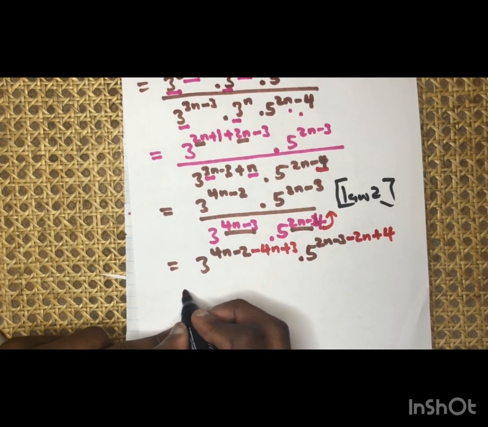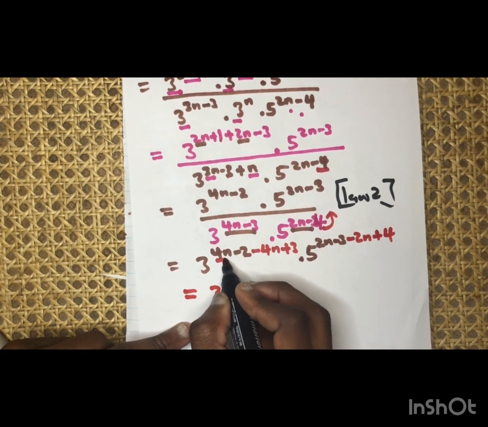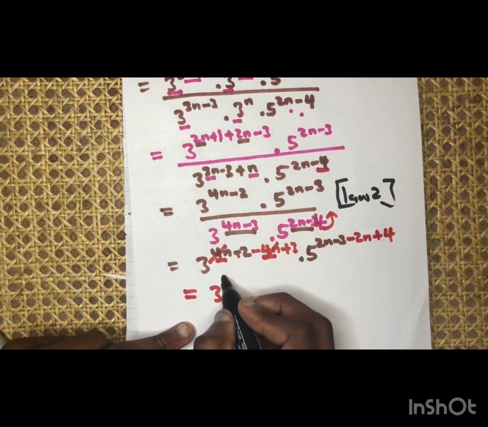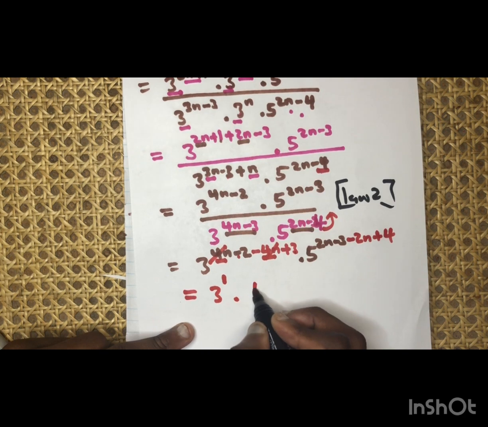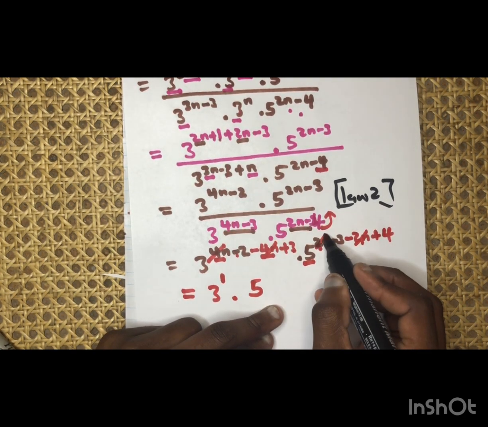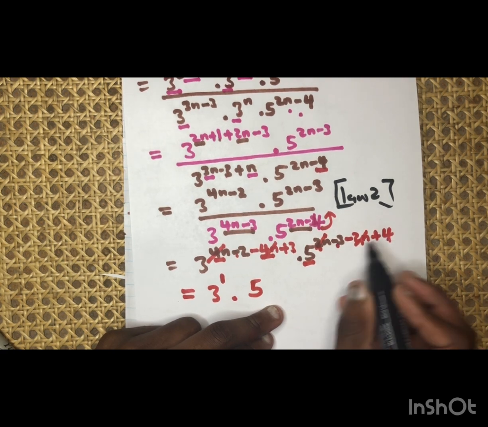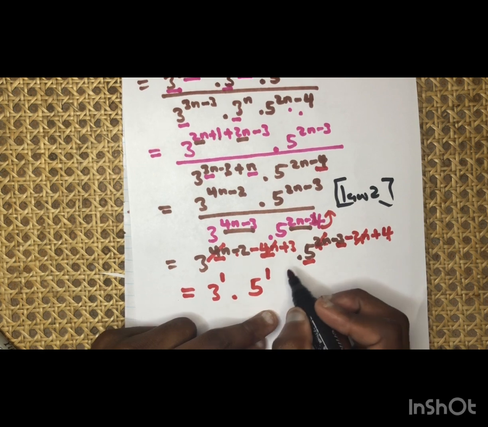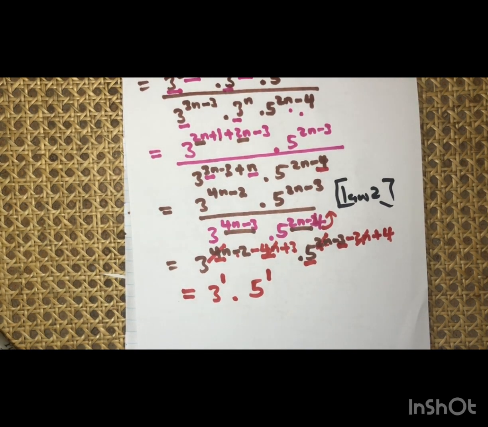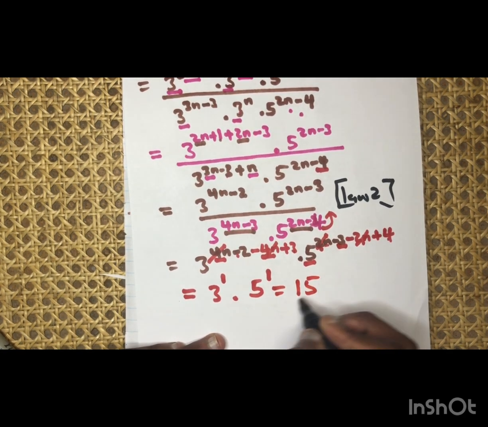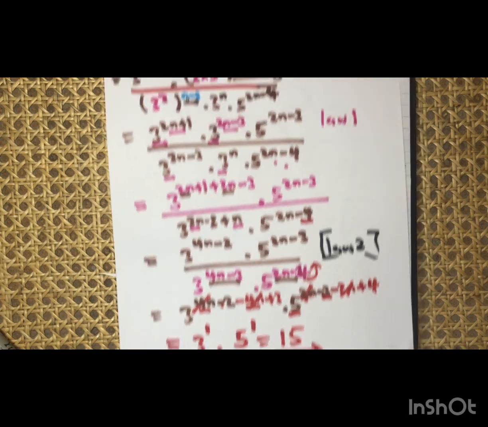Right. So then we simplify again the exponent. So 4n minus 4n will cancel out. Minus 2 plus 1 will give us 1, times 5 as your base. So 2n minus 2n is going to cancel out. Minus 3 plus 4 is going to give us 1. Anything raised to 1 remains the same. So we're going to say 3 times 5 gives us 15. This is the answer that we want.